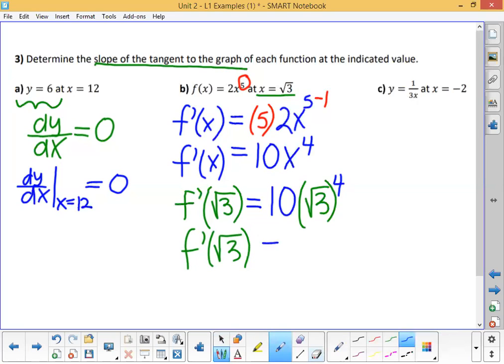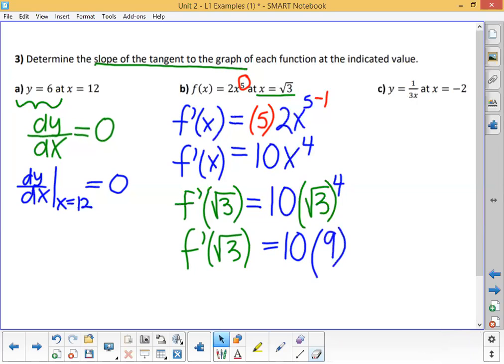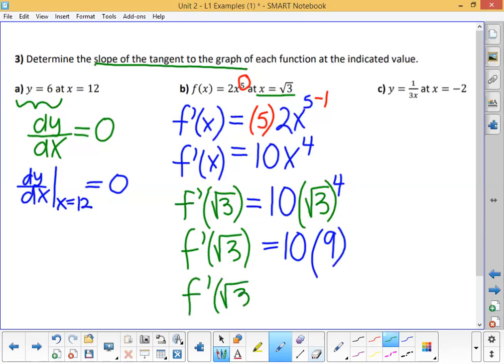is equal to 10. Root 3 to the power of 4 is the same as 3 squared, or the same as 9. So my final answer, the slope of the tangent to the graph is going to be equal to 90. So that's a very large and steep slope.